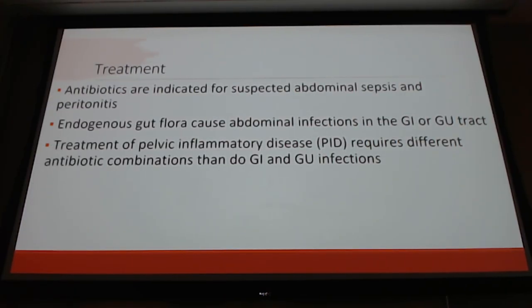Say antibiotics, so suspected abdominal sepsis and peritonitis. So just be aware of that. We can get abdominal infections in the GI or GU tract, but just be aware we're reaching for different antibiotics for these. And if you're on the fence about it, you talk to somebody, you're going to admit the patient because obviously they have abdominal sepsis or peritonitis.